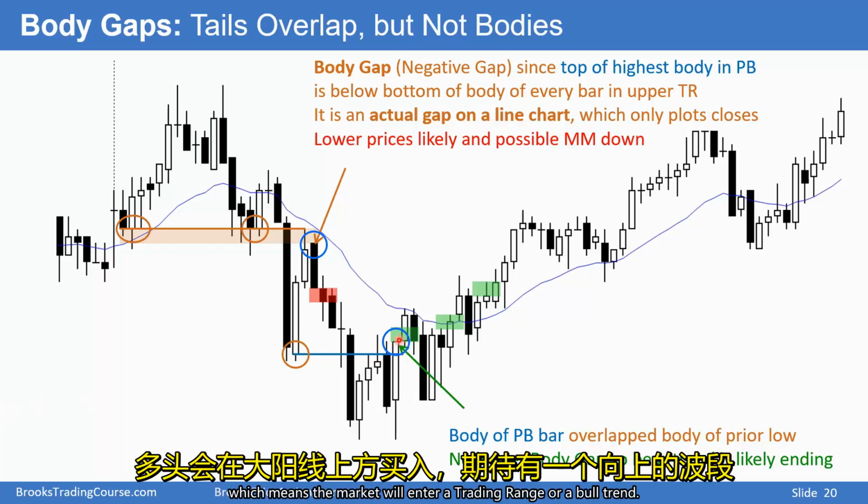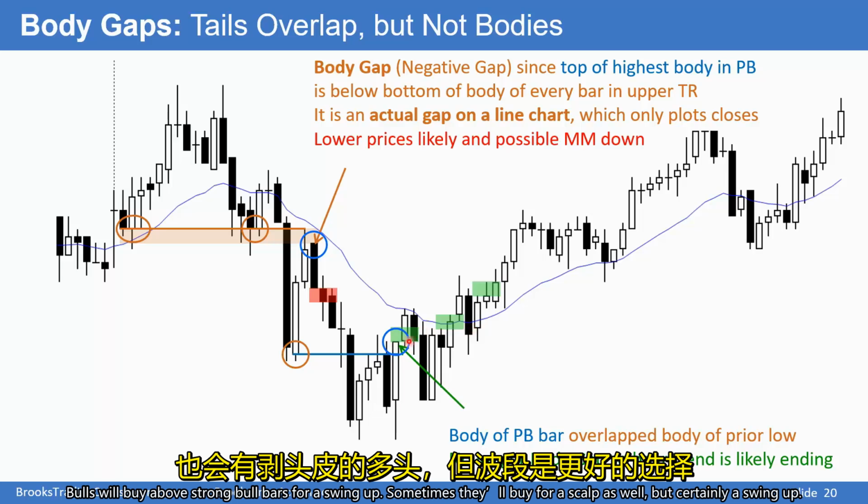Bulls will buy above strong bull bars for a swing up. Sometimes they'll buy for a scalp as well, but certainly a swing up.